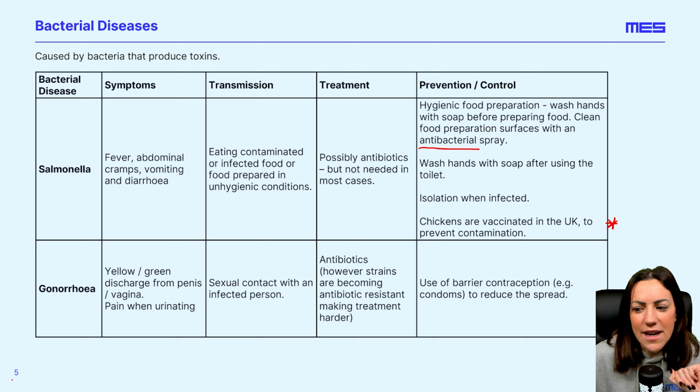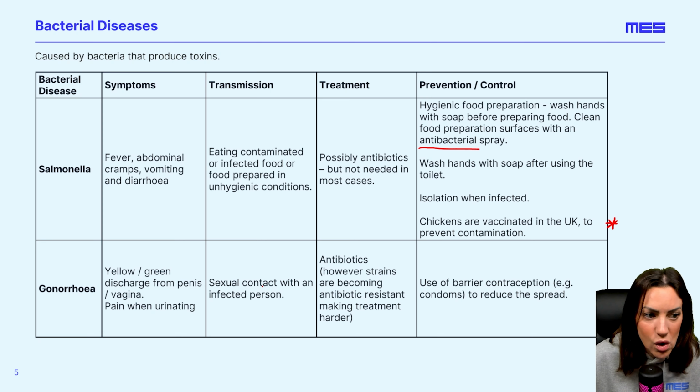Second bacterial infection is gonorrhea. Now, this is a sexually transmitted disease. The symptoms would be yellow or green discharge from the male penis or the female vagina, and also experiencing pain when urinating. It is spread via sexual contact with an infected person or sexual intercourse.